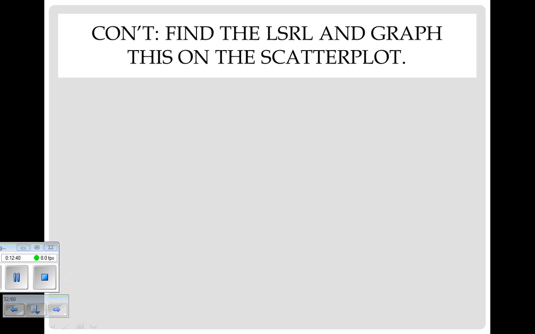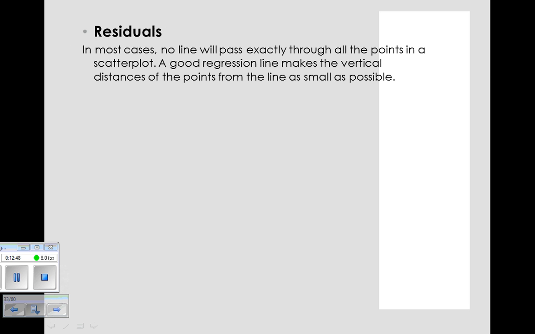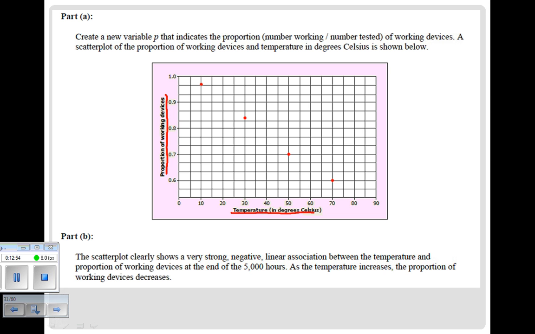All right, so find the least squares regression line and graph it on the scatter plot. So we'll do that now. Let's go back. Go to your list, stat, edit, clear out your list 1 and list 2, and let's put it in.